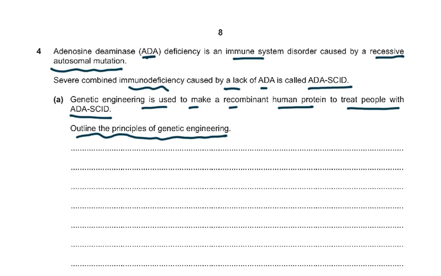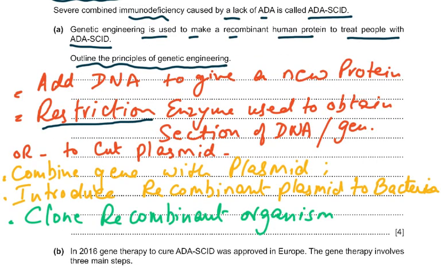So add DNA to give a new protein, restriction enzymes to obtain the gene, or we can say restriction enzyme to cut the plasmid, then combine the gene into the vector plasmid, then introduce this recombinant vector or plasmid to the bacteria, and then clone these recombinant organisms, and they will produce that protein for us. So outline the principles of genetic engineering. Outline means you're just going to give me a brief outline of it, not the detail of it. A very simplified version which you can now memorize.